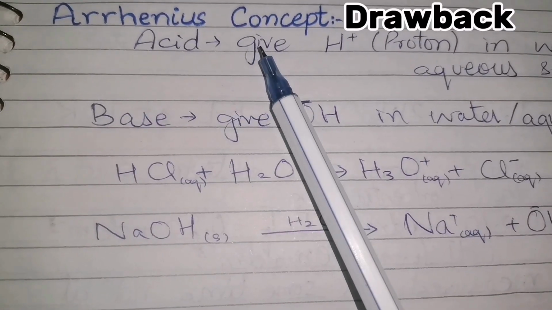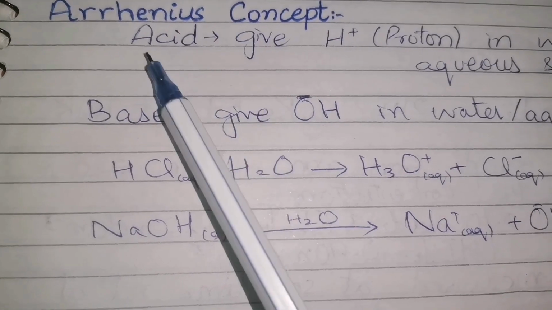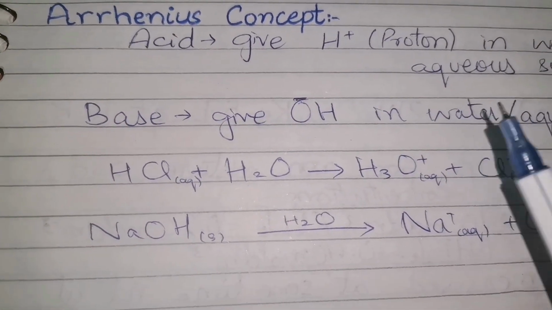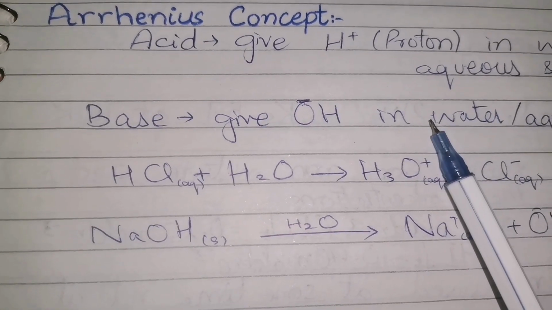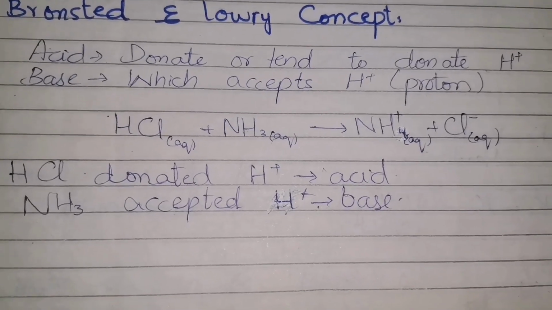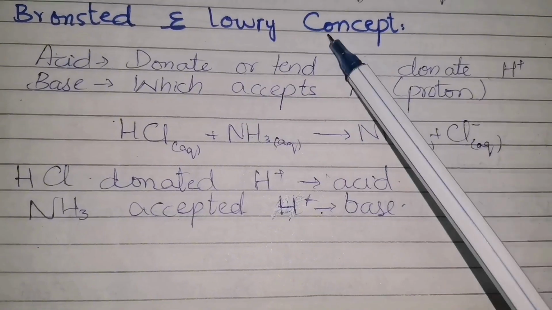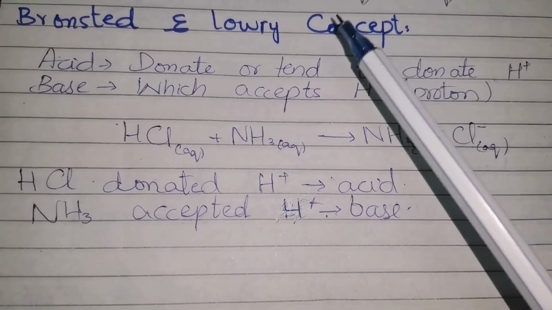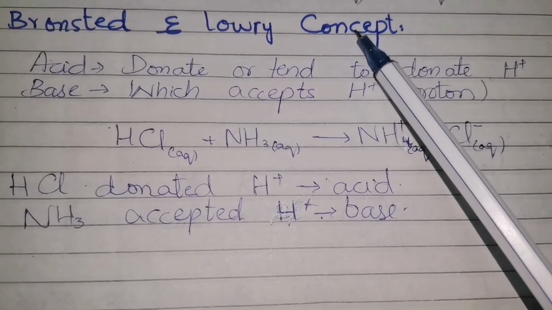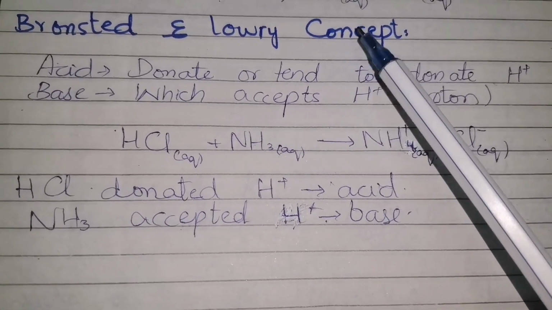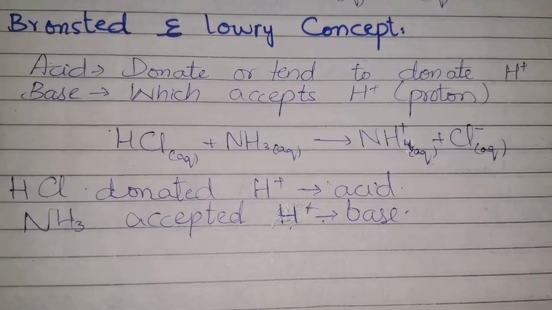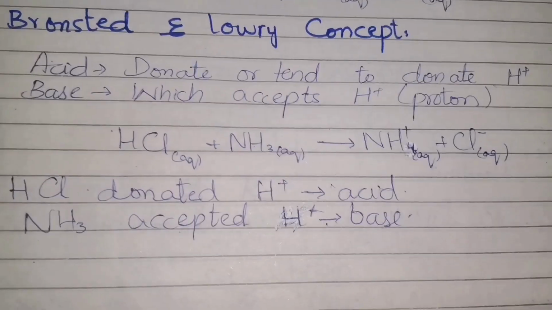Remember that the Arrhenius concept tells us the chemistry of acids and bases in water. That is one of the drawbacks of this concept. Now the next concept that we are going to study is the Brønsted and Lowry concept. What was the need of this concept? In the Arrhenius concept, I told you its drawback: it only tells us the chemistry of acids and bases in aqueous solution.